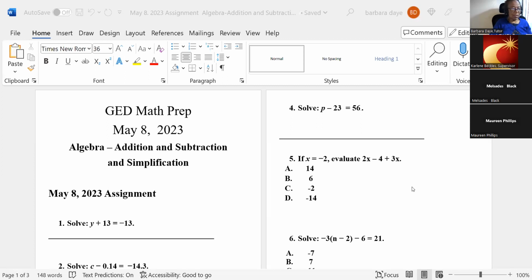Okay, let's get started. So Mercedes, you sent me your work and I want you to solve number 1. How would you solve number 1? Read it and then solve it. Let's see, solve y plus 13 equal negative 13.